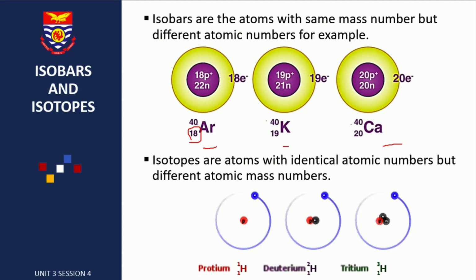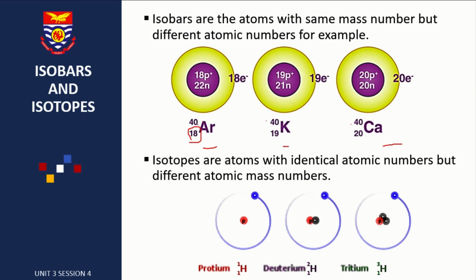Let's look at another property we call isotopes. I hope you've all heard of isotopes before. Isotopes are atoms with identical atomic number but different mass number. So it's like the opposite of the isobars.